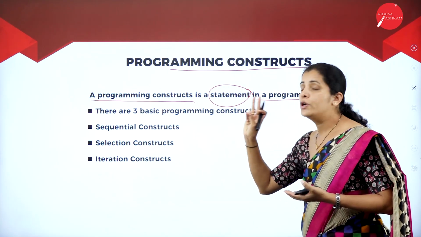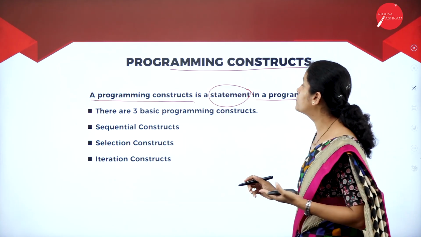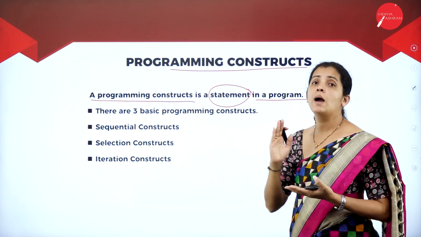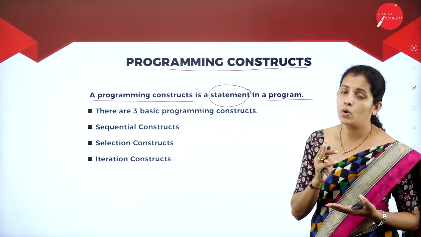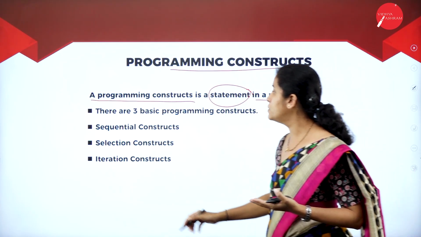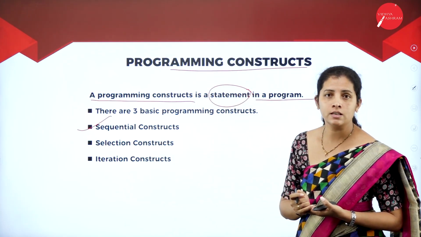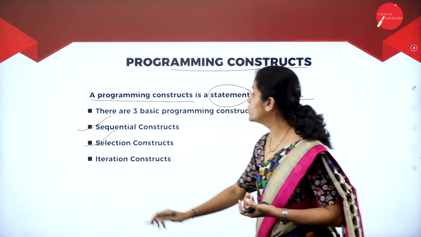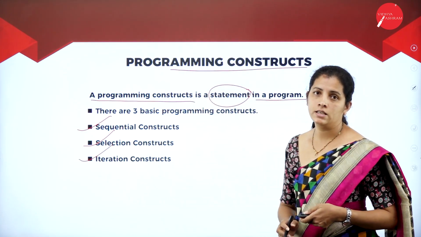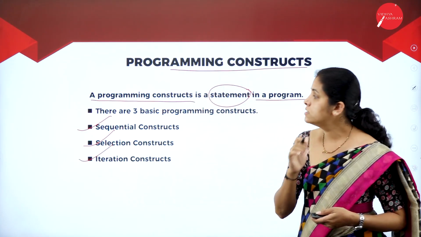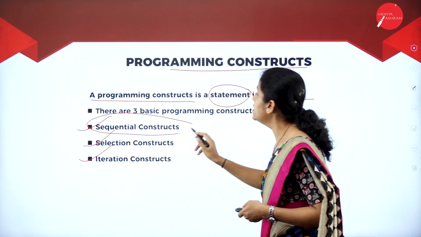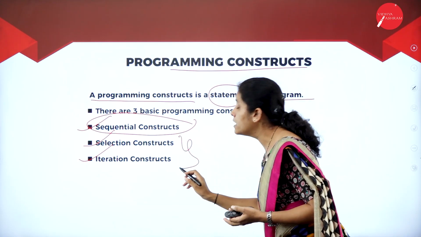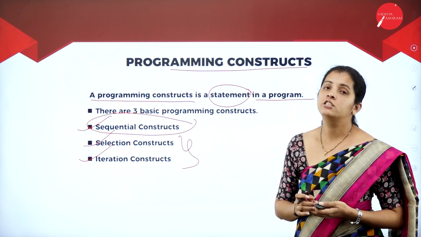And here we are going to have three basic programming constructs. That means if I consider any programming language, I'm going to have only three programming constructs. First, sequential constructs, then selection constructs, then iteration constructs. In today's session, I'm just going to deal with only sequential constructs, and the remaining two types are explained in my next session.